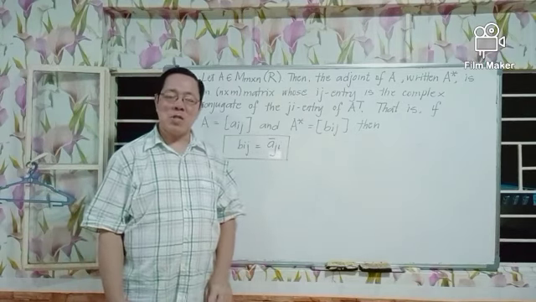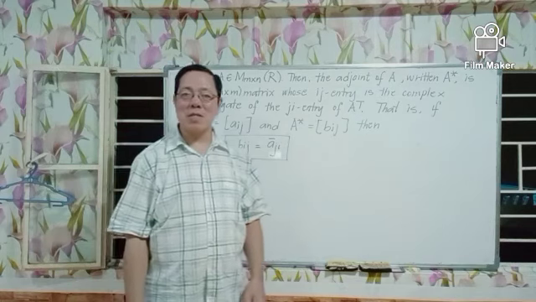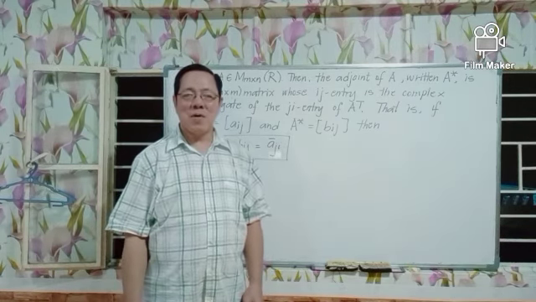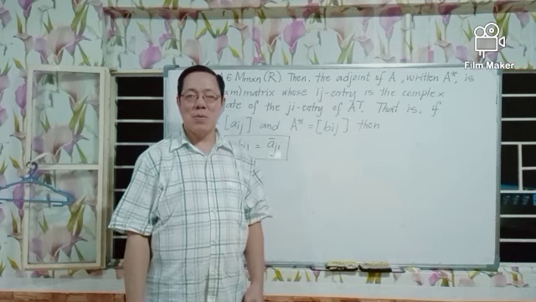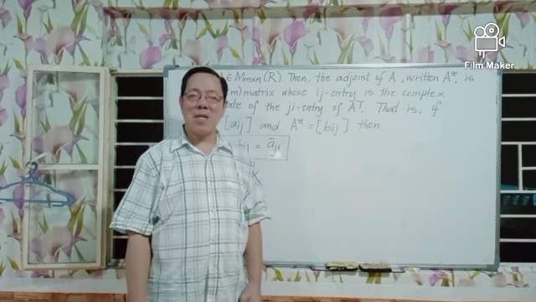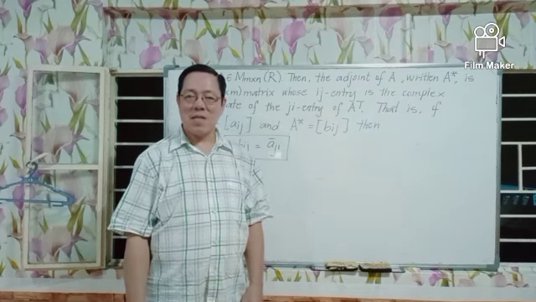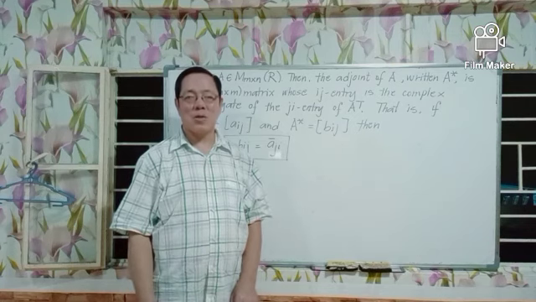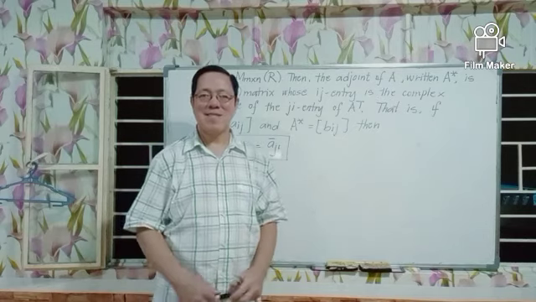This definition tells us that it will take two steps to get the adjoint of a matrix. First, you get the transpose of the matrix, then you take the complex conjugates of the entries of the transpose of the matrix, and the resulting matrix is the adjoint of the matrix. We now take one example.